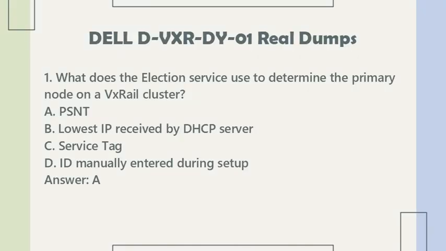1. What does the election service use to determine the primary node on a VxRail cluster? A. PSNT. B. Lowest IP received by DHCP server. C. Service tag. D. Manually entered during setup. Answer: A.